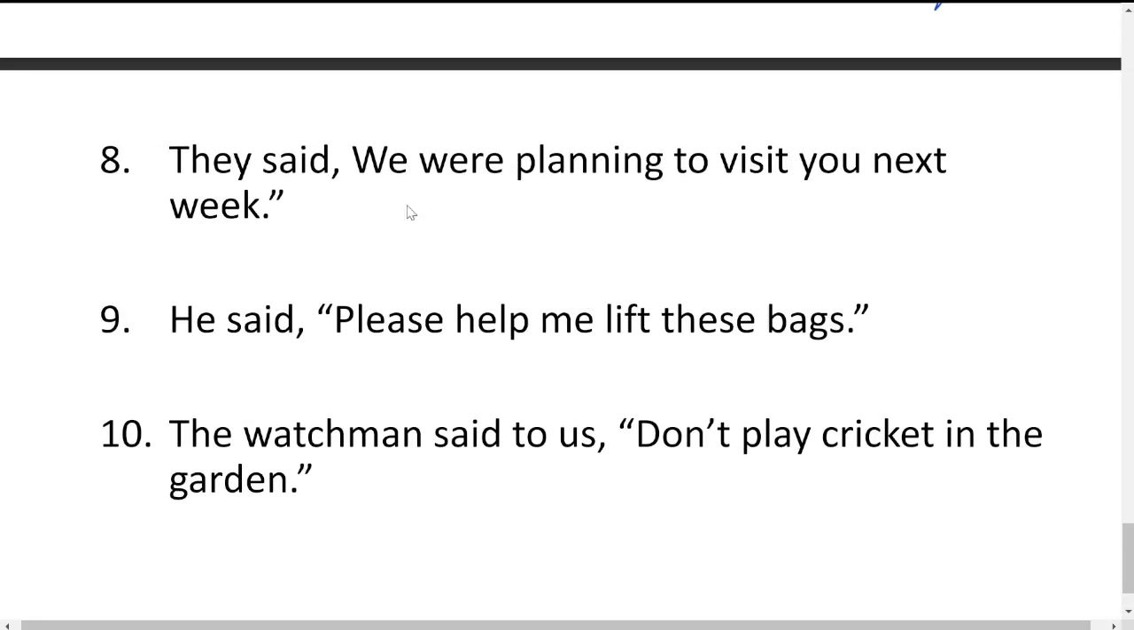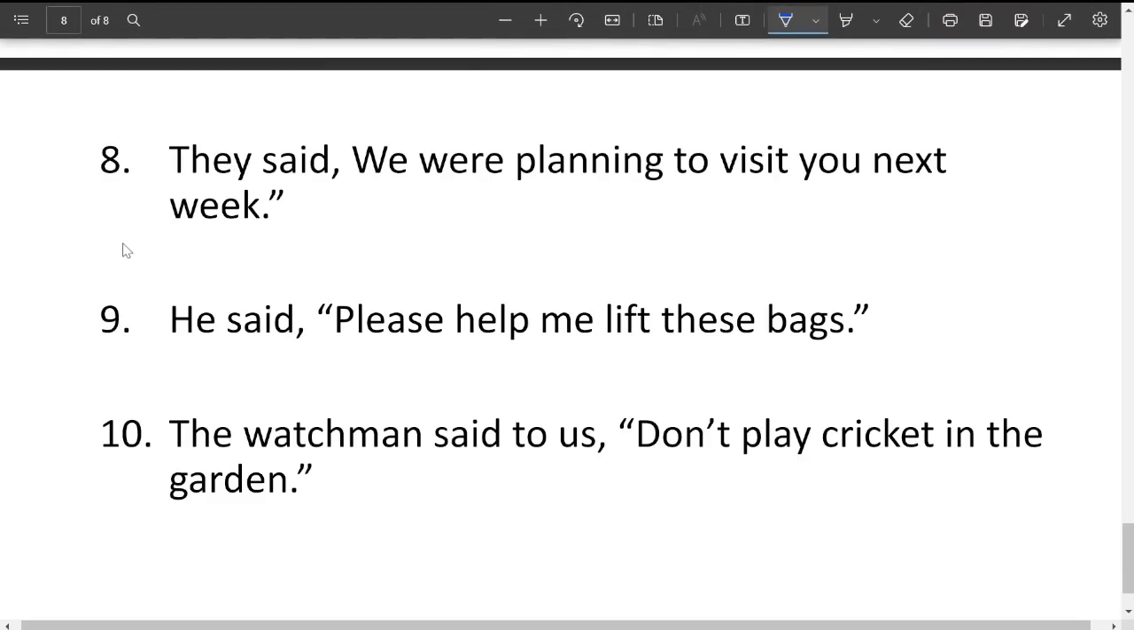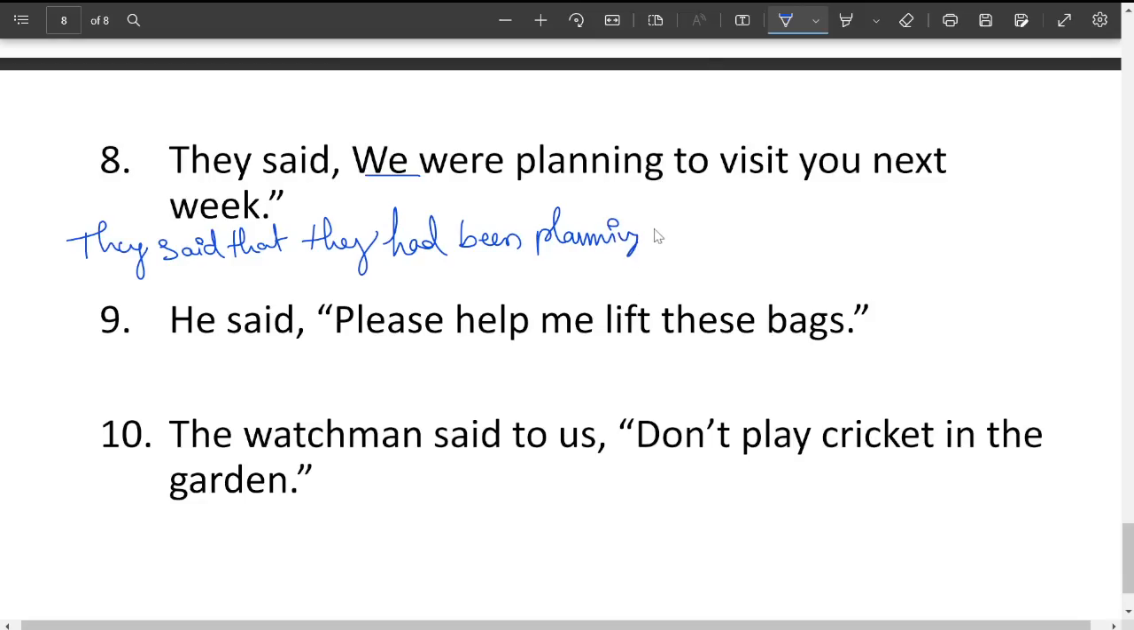Next one. This is the last set we have. They said, we were planning to visit you the next week. Now look at this statement. They said changes to they said that. They said that we, in the sense they, were planning, is a past continuous statement. Past continuous changes to past perfect continuous. They had been, past perfect continuous is had been planning to visit you. You changes to me. Next week, in the sense the following week. You can change the next into the following week.